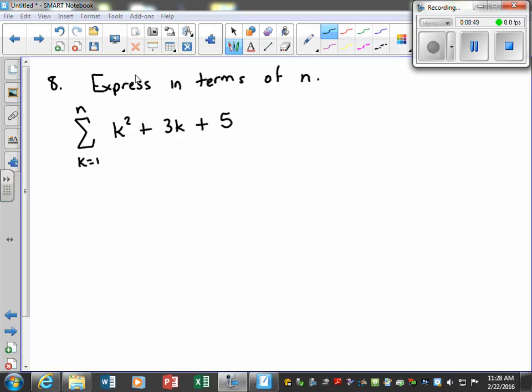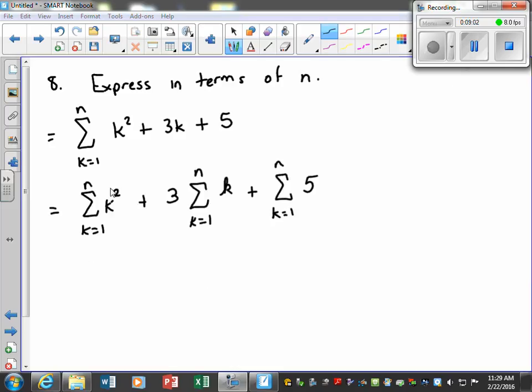Okay, so the directions for this one is express in terms of n. So we know we're going to be using our formulas. First step, break this into the individual components and use properties to rewrite this. Okay, so we recognize the k squared because we have a formula for this. We pulled the constant, the 3 out front. We recognize a formula for this one, and this is just the sum of constants.